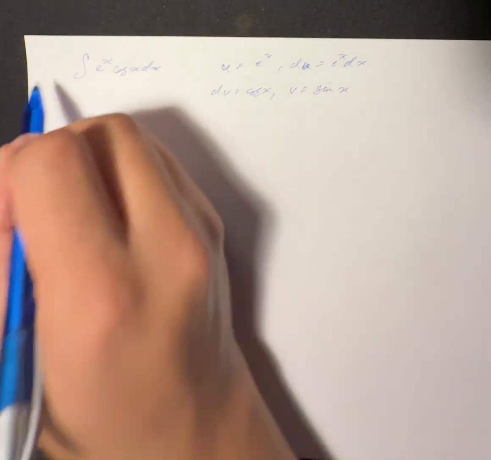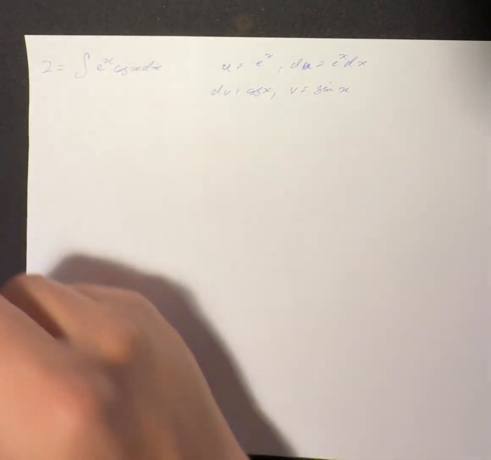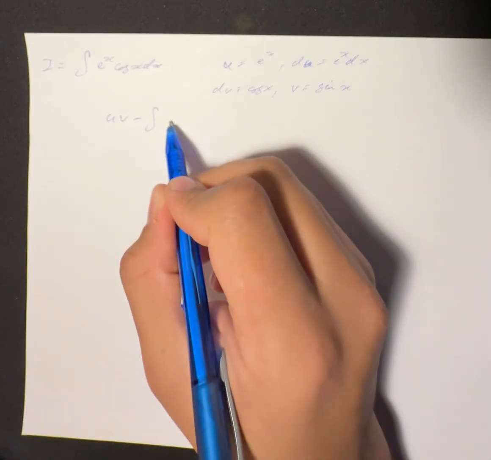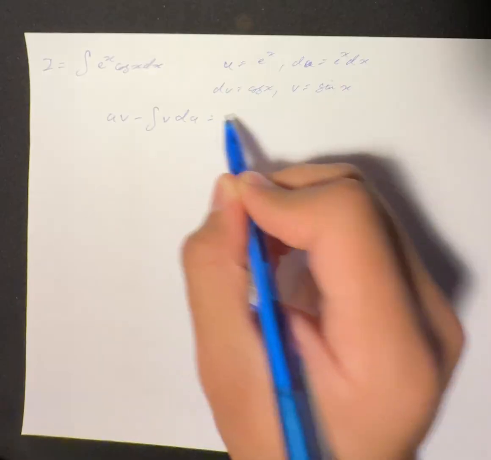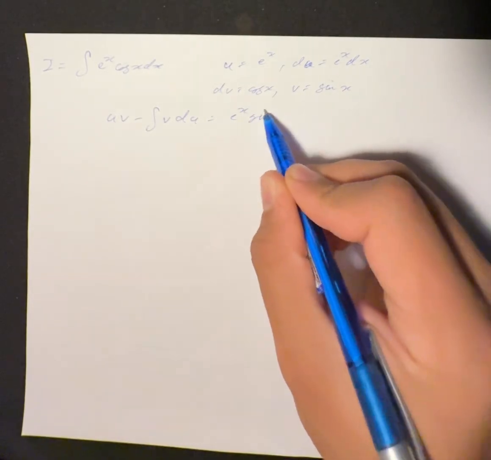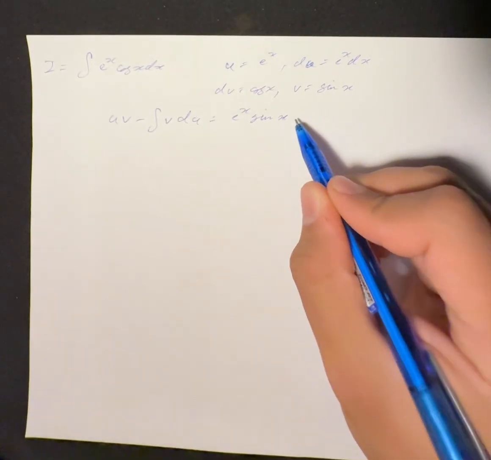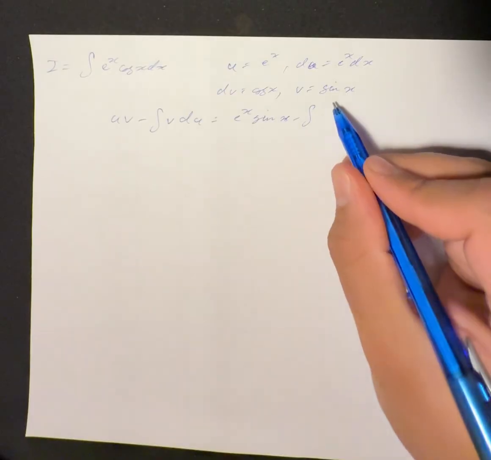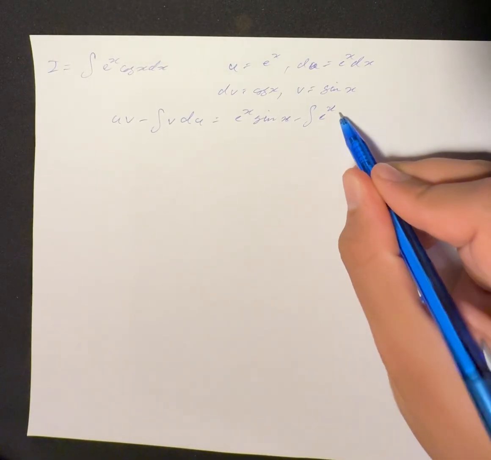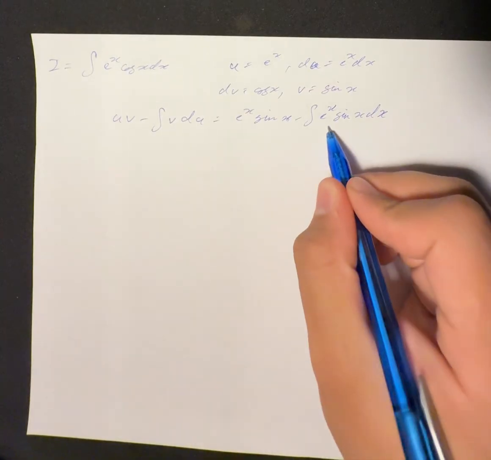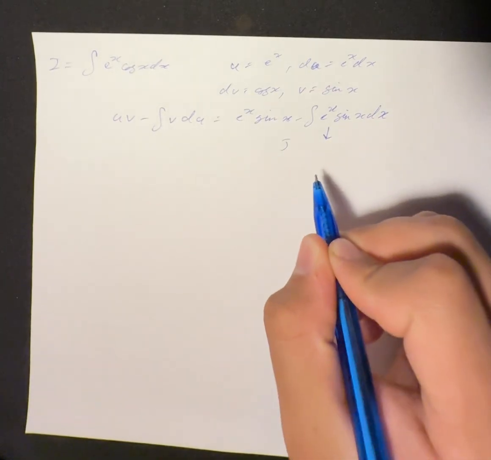Now set this equal to I, which is uv minus the integral of v du, and that would be equal to e to the power of x sine x minus the integral of e to the power of x sine x dx. Set this as J, for example.